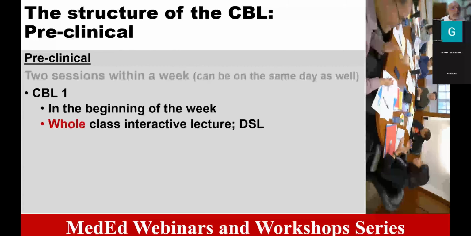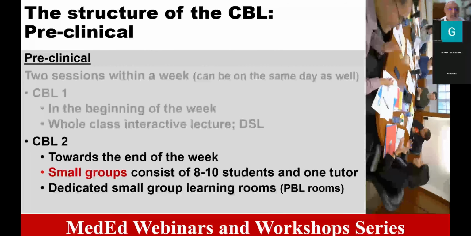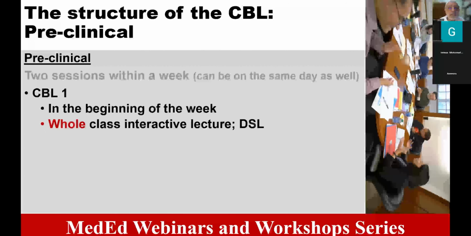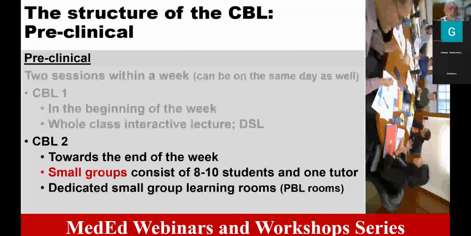And the first session can be an interactive session, can be directed self-learning. You can use different methods of teaching. Then the second session, either in the same afternoon or maybe a day later. Now the first session is the whole class. You don't have to divide them into small groups. It's a whole class session. Mainly we are talking about preclinical. The second is that we divide them into small groups.